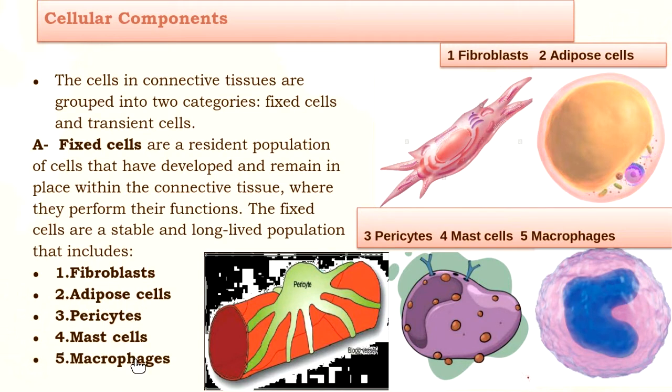You can see the picture very clearly here. I have put the maximum pictures so that you can understand. The first pictorial presentation is fibroblast. You can see the cellular cytoplasmic processes. This is a fibroblast. The second one is adipose cell. This is a fat cell. The yellow appearing is a fat globule.